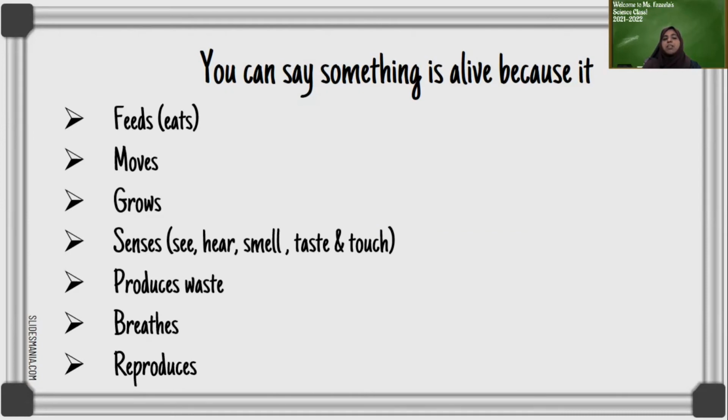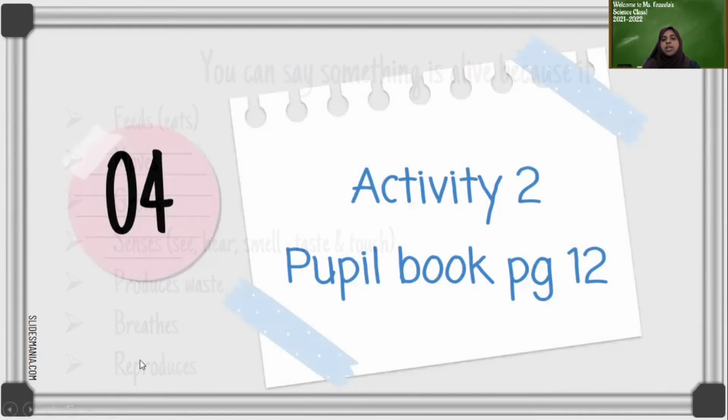So if something does all these things, then it is alive. If some of these are not being done, then it is not living, right? Now, these are called the life processes. Let's do the activity in page 12.